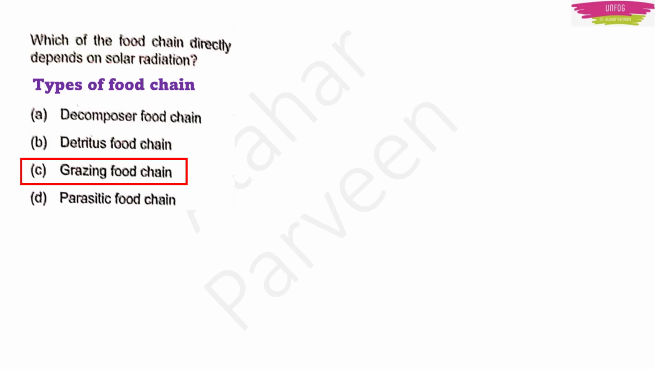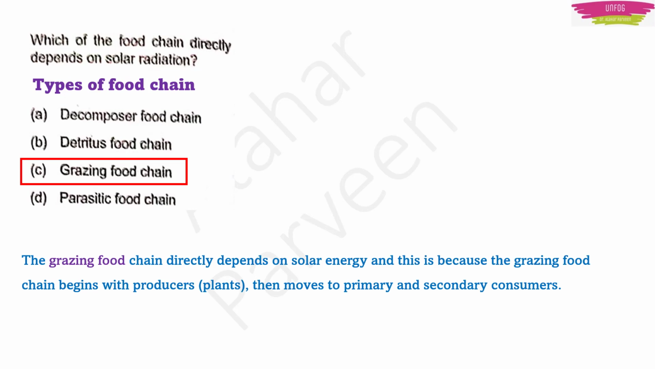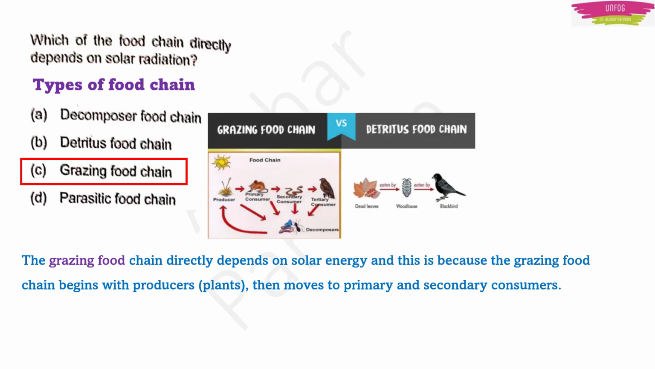Now let's know what are these food chains. Firstly, the grazing food chain will directly depend on solar energy. This is because the grazing food chain begins with the producers. Producers means plants. Then it moves to primary and secondary consumers.